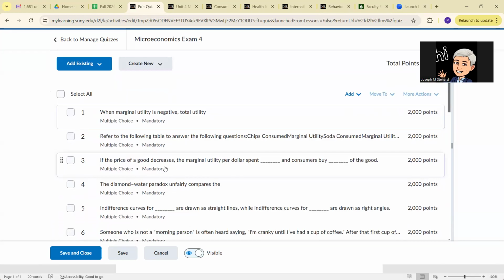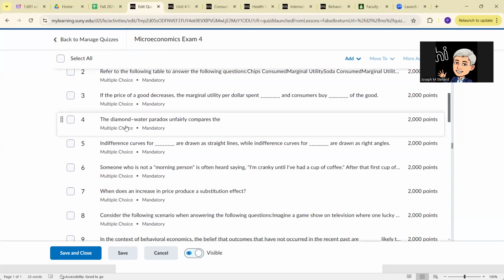If the price of a good decreases, the marginal utility per dollar. Oh, this is a great answer, right? So if you think about it, let's say that if candy bars go down in price, then what happens to the marginal utility per dollar spent? Well, if I got a lot of enjoyment from a candy bar, and now I can get the same amount of enjoyment for less money, then that means I get more utility per dollar. So the answer to that would be more. And what do you think that would cause consumers to do? Buy more or less of it? You'll get the right answer.